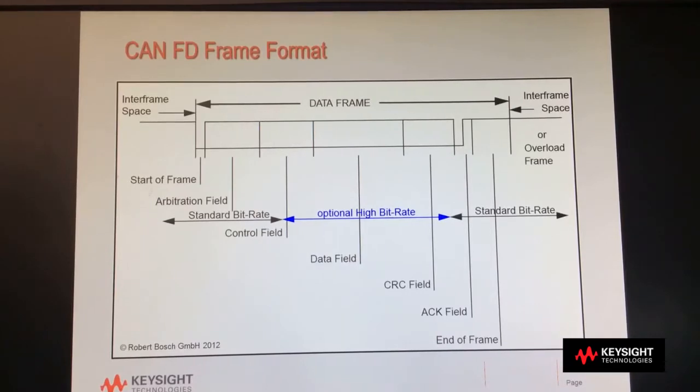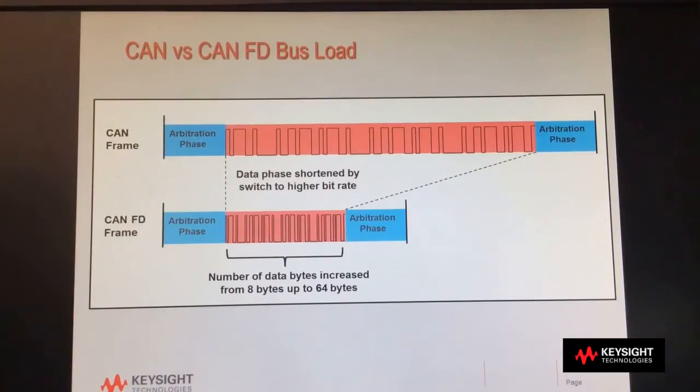CAN FD, which stands for Controller Area Network with Flexible Data, is a fairly new protocol that grew out of CAN 2.0 and is used primarily in automotive applications. With CAN FD, baud rates can increase during the data phase of each frame, and the maximum number of data bytes can be extended from 8 bytes up to 64 bytes when compared to classic CAN 2.0. As shown in this timing diagram, faster data rates and more data per frame can significantly reduce bus load and increase overall throughput, which is really needed in many of today's more demanding automotive applications.